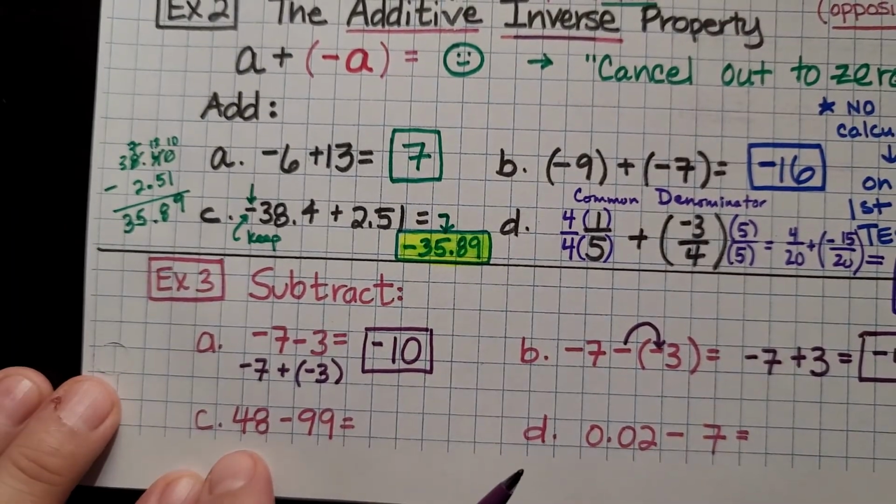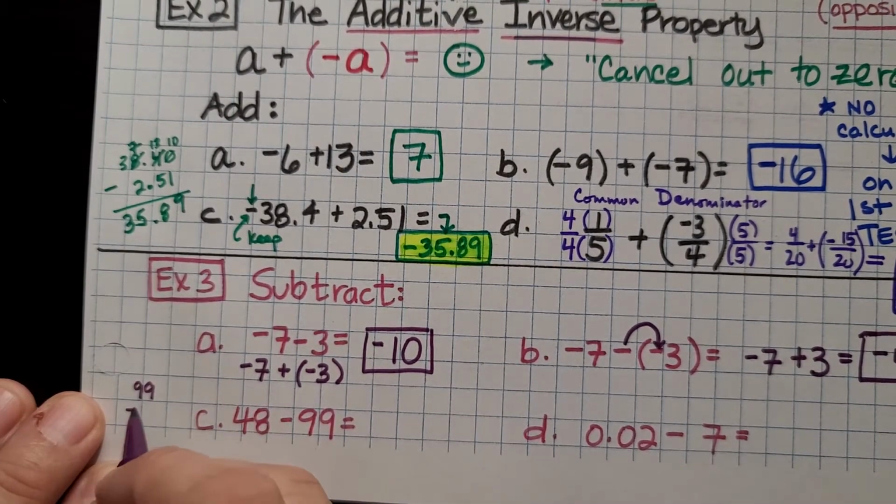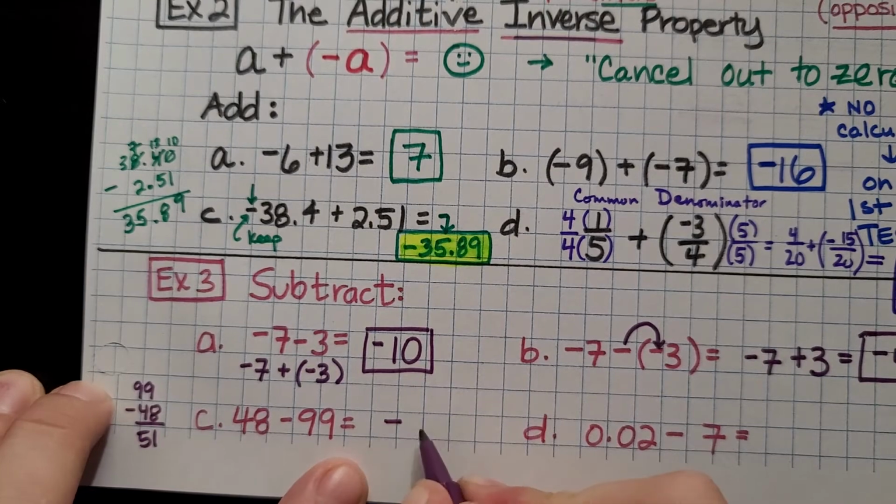When you have a little number minus a big number, remember it's the same thing as this. 99 minus 48. That equals 51. But little minus big means your answer is going to be negative.